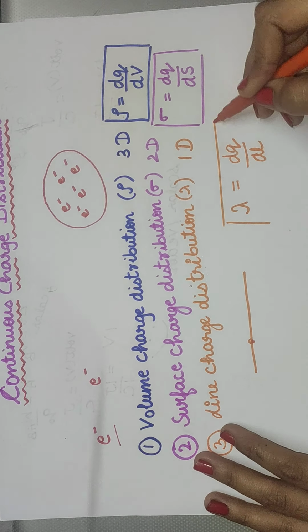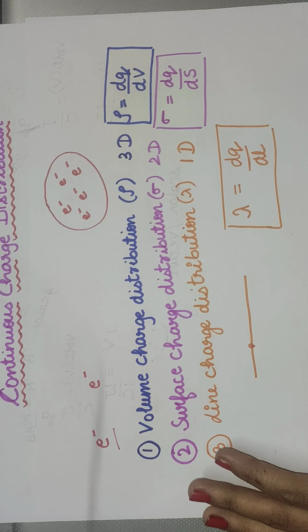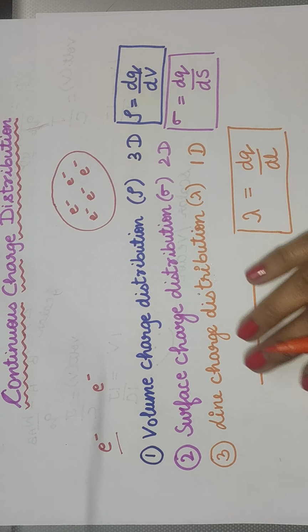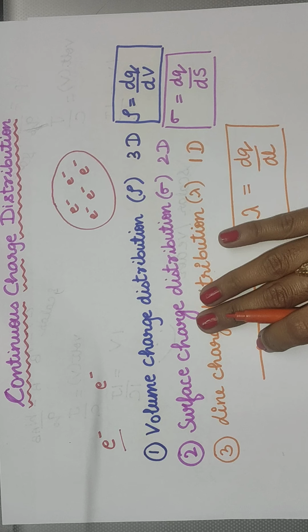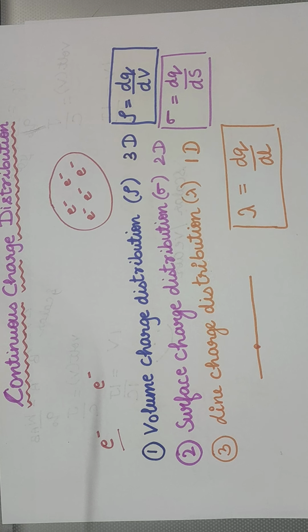So I hope you're clear with all the three types of charge distributions. The first one is volume charge distribution, the second one is surface charge distribution, and the third one is line charge distribution.